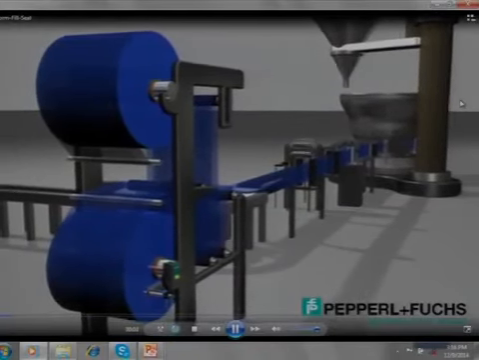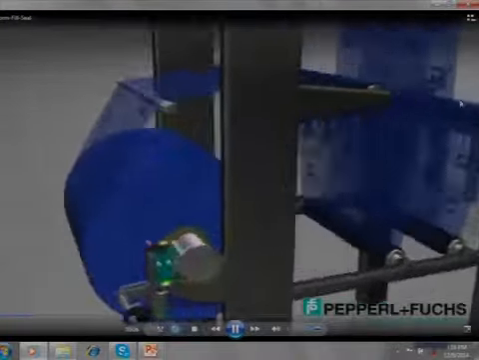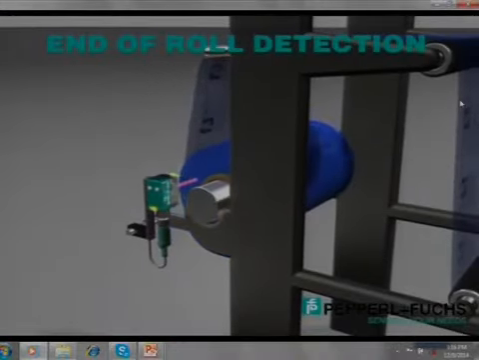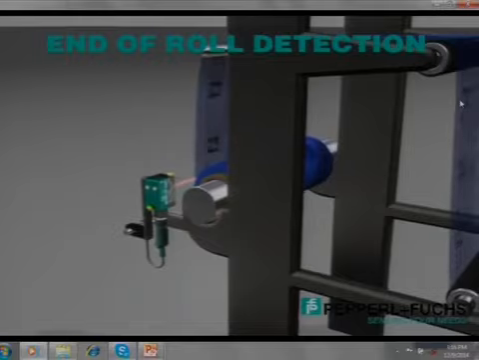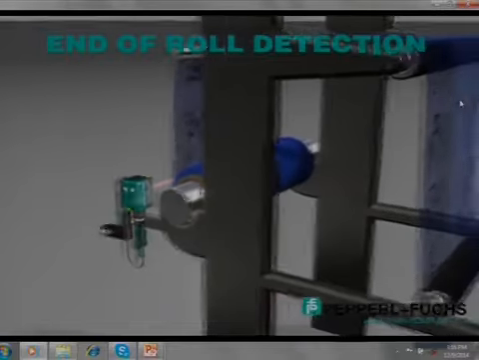So, this was just a video showing how inductive, photo, ultrasonic and capacitive sensors are used together in this machine, which is known as an FFS machine, form, fill and seal machine.